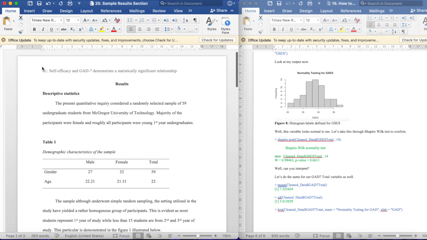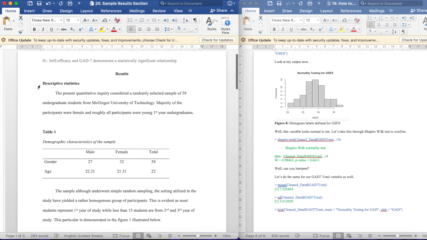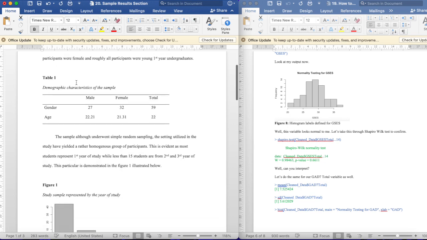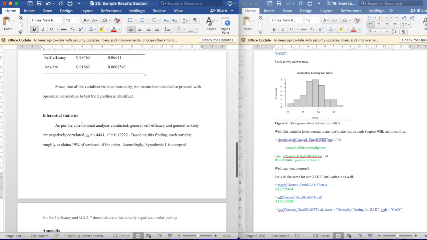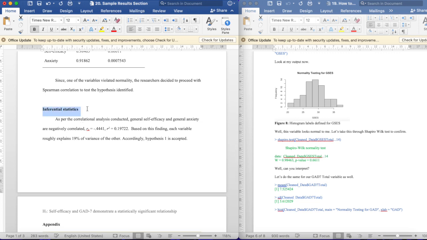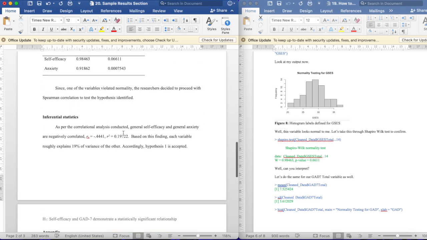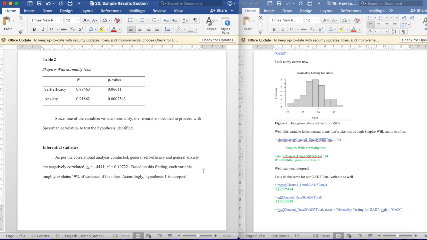But this is a very simple results section. You need to have three things: some descriptive information, a little bit of normality testing, and inferential statistics. Now, this is for absolute beginners. If you have never done a results section earlier, if you are totally new to understanding research papers, this is for you, so that you would know how exactly this needs to be done. And this is our first attempt.